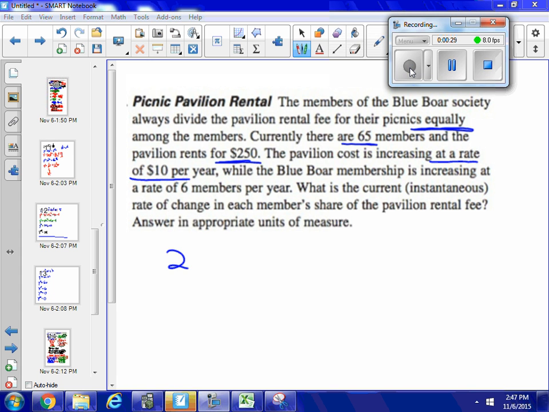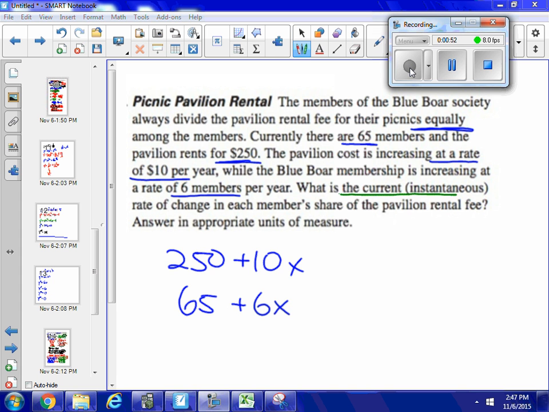So the cost is $250 plus $10 every year. And the number of members is 65, and that is increasing at 6 members every single year. So what I'm trying to find out is the current instantaneous rate of change of each member's share of the rental fee. How much is it changing right now, this particular current year?